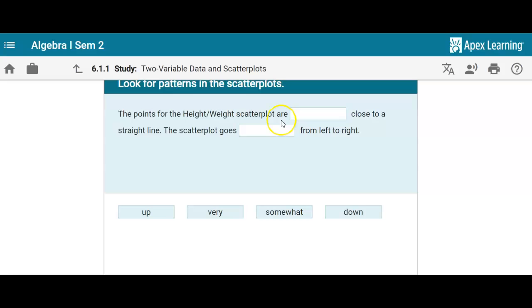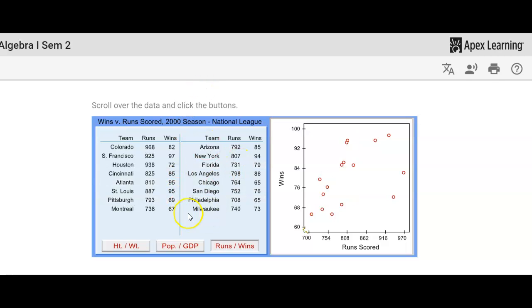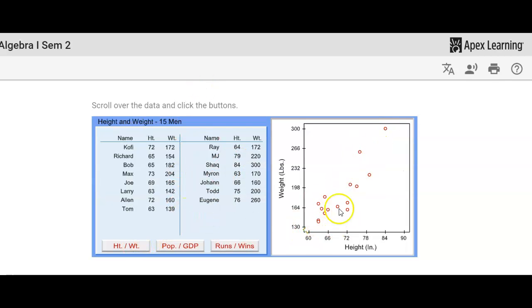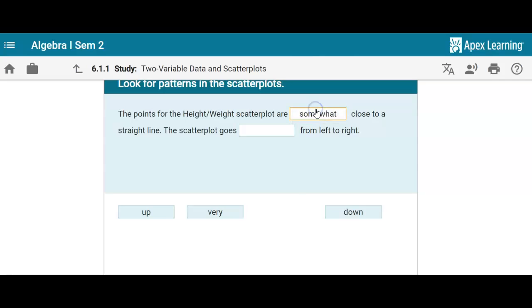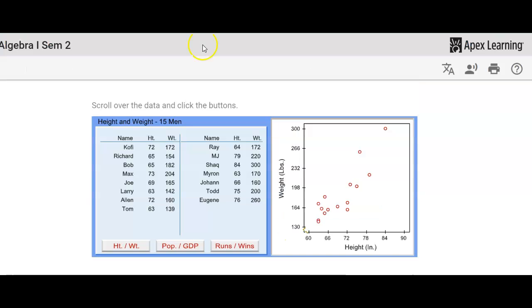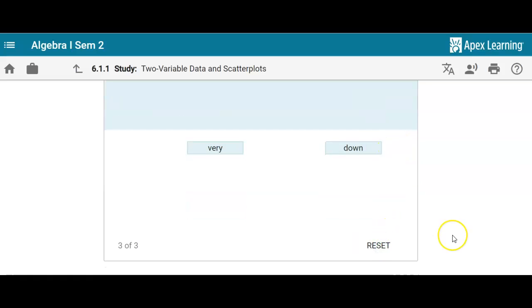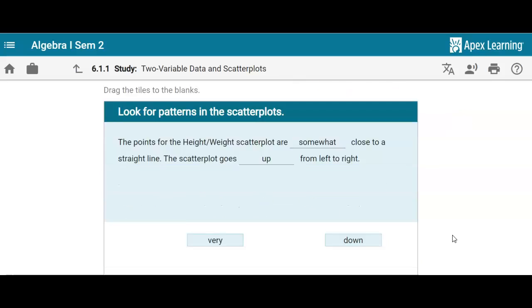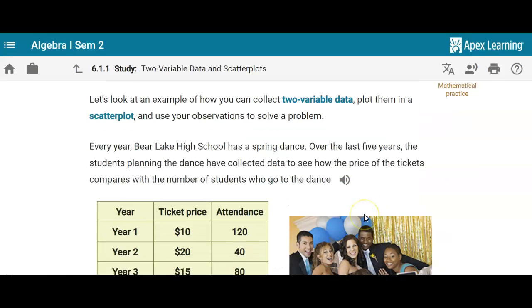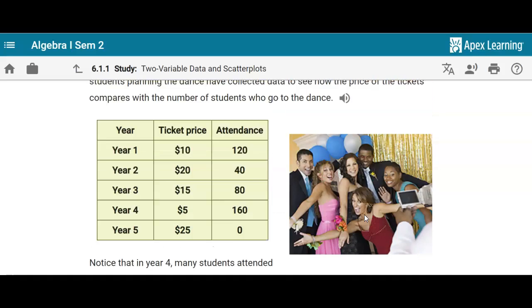Now, the next one. The points for height weight scatter plot are blank close to a straight line. The scatter plot goes blank from left to right. So when I look here for the height weight, this is not close to a straight line, but it's somewhat close to a straight line. Now, again, if I look here, are my points going up from left to right or down? They are going up. All right. So getting used to these scatter plots is actually not very difficult.